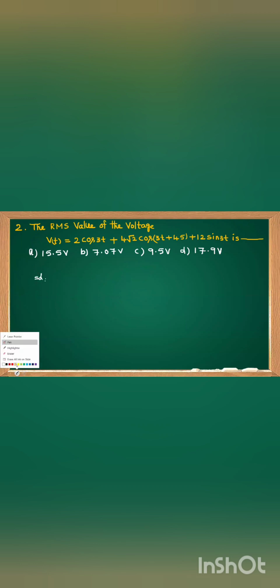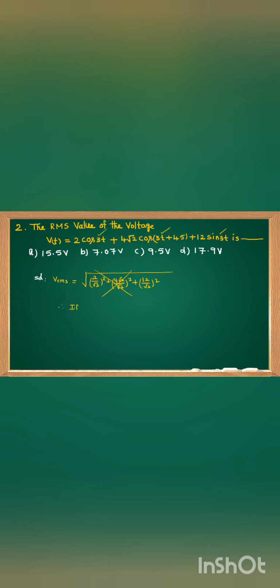If you try to find the RMS value as V_RMS equal to the square root of (2/√2)² + (4√2/√2)² + (12/√2)², this is the wrong method. Don't do it like this. Why? This formula is applicable only if the frequencies are unequal. But here the frequencies are equal.